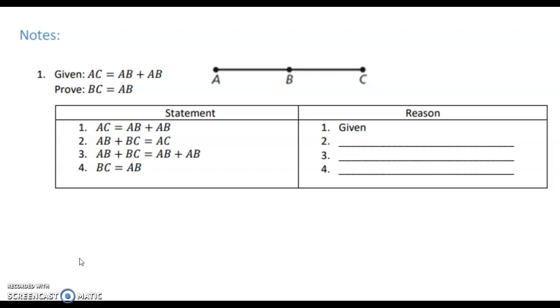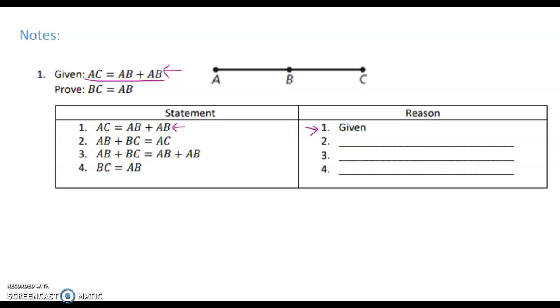If you look right here, on step 1, we always have given. Whatever's given is on step 1, and the reason is always given. So we just wrote what was given down here on step 1. They gave us AC equals AB plus AB. That was a statement they made, saying this is true, use it, go.